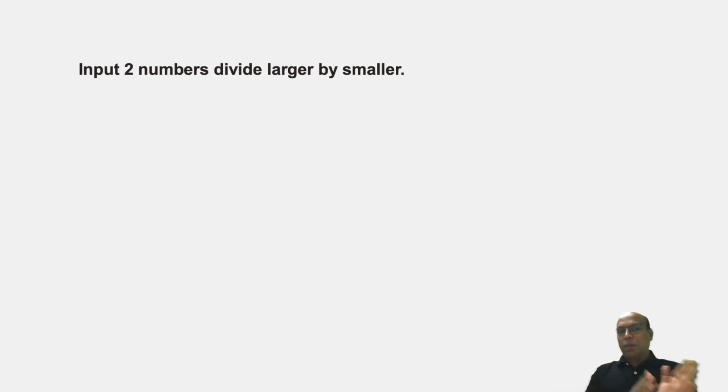Remember, when I taught you relational operators, I told you if I give you 2 numbers, there is a possibility one number will be greater, right? Or both might be what? Equal. Now what you need to do? Divide the larger by the smaller. If both are equal, also divide one by the other. This is what you need to do. Can you write a code, please?